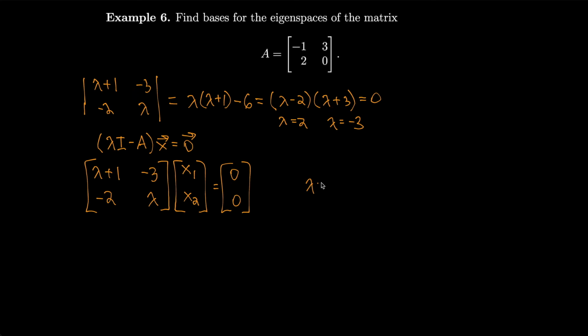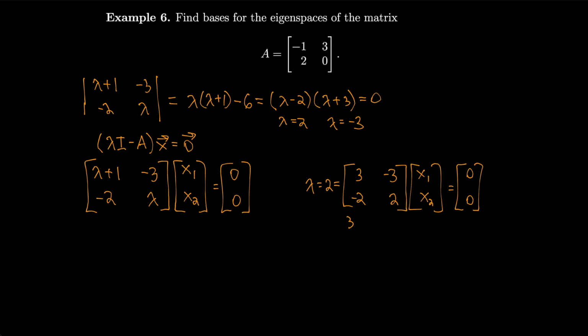Okay, so let's use our eigenvalues that we got. So we'll plug in lambda equals 2. Well, then 2 plus 1 gives us 3, and we still have the minus 3, we still have the minus 2, and then lambda is 2. So here's what our equation lambda I minus A x ends up becoming. It's just the matrix 3, minus 3, minus 2, 2 times x1, x2 equals the 0 vector. And this is what we're going to solve.